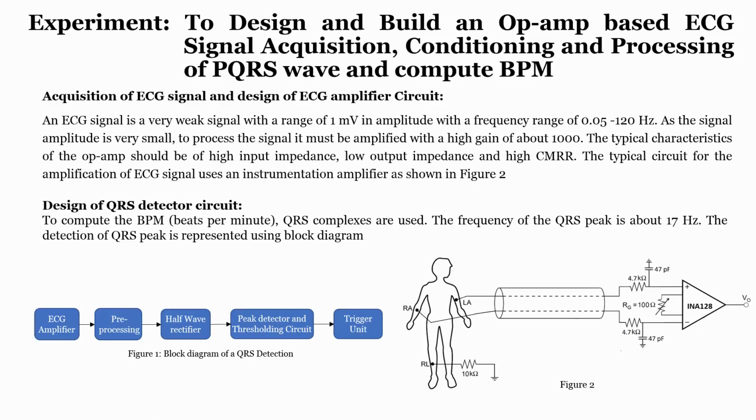Okay. An ECG signal is a very weak signal with a range of 1 millivolt in amplitude and with a frequency range of 0.05 to 120 hertz. As the signal amplitude is very small, to process the signal it must be amplified with a gain of about 1000. Now, what we understand is that ECG signals are very weak and range about 1 millivolt in amplitude, and the frequency range is 0.05 to 120 hertz. Thus, as the signal amplitude is so small, we require a high gain of about 1000.